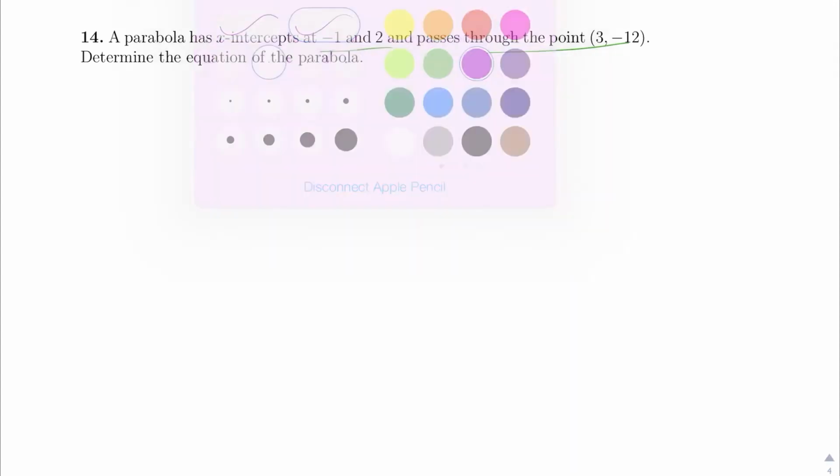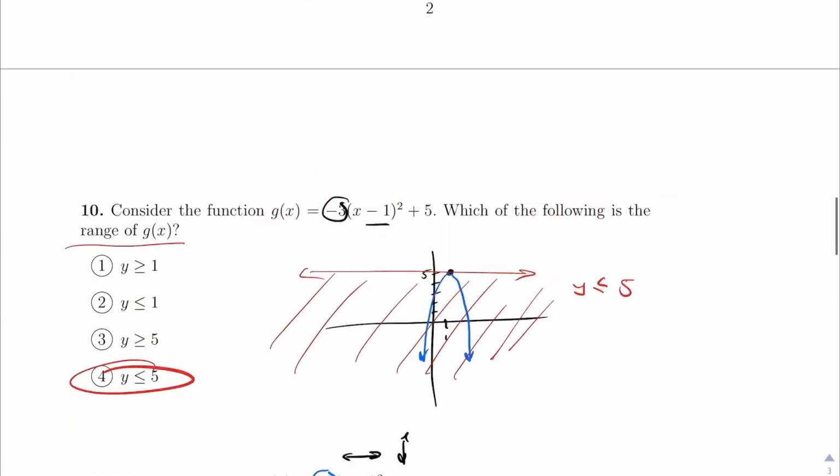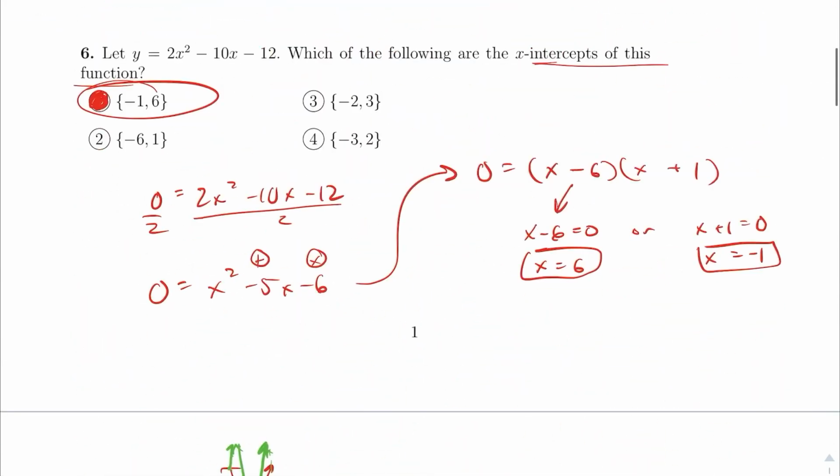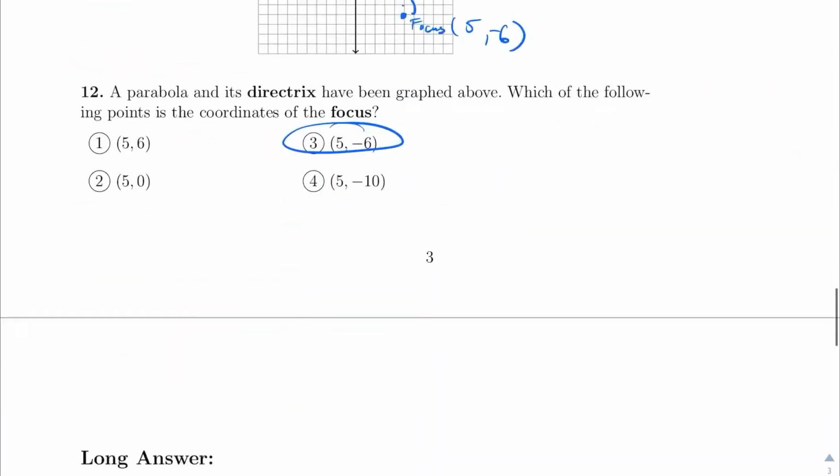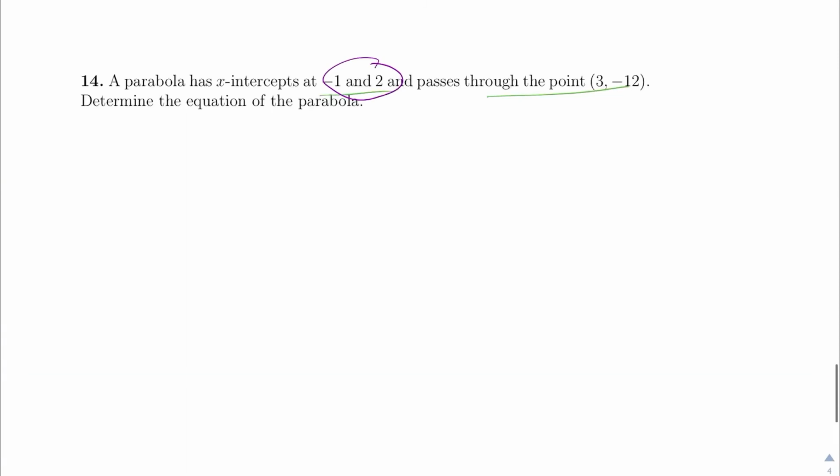Next, a parabola has x-intercepts at -1 and 2 and passes through this point. We've seen a couple of times in this group quiz already that the factors and x-intercepts are super connected. So our equation must be y equals a times (x plus 1), the opposite of -1, so that -1 is a solution, times (x minus 2), the opposite of 2, so that 2 is a solution, and then the a value will be some mystery value that we still need to find.